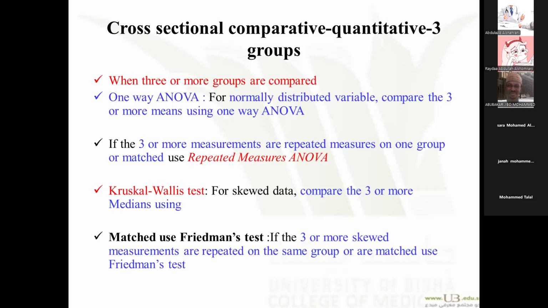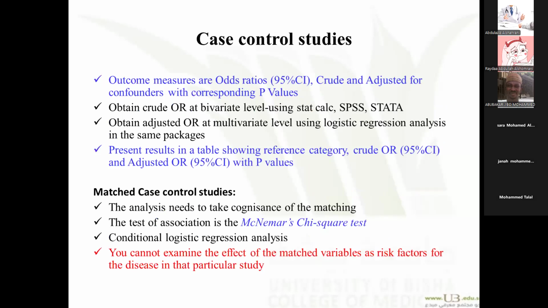Now, if the data is skewed, and it has three or more groups to compare, to be more particular, it is advisable to adopt the Kruskal-Wallis test. And when the three or more groups are skewed, your advisor will tell you that it's better to use the Friedman's test. Now, that's for cross-sectional studies and for continuous data.